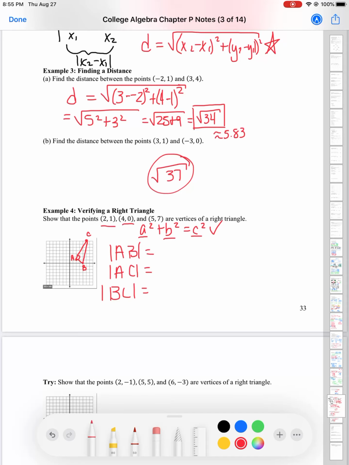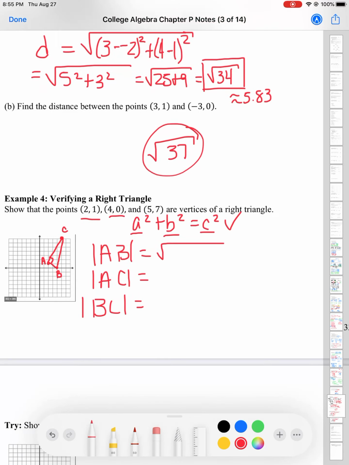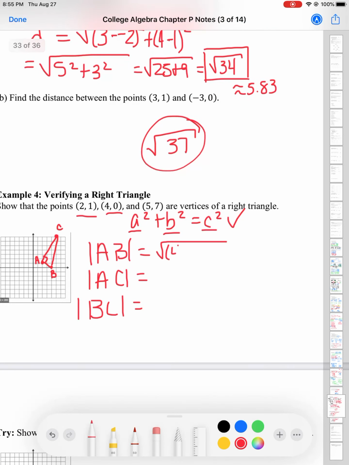So AB would be between (2, 1) and (4, 0). So it would be the square root of 4 minus 2 squared plus 0 minus 1 squared, which would be the square root of 5.